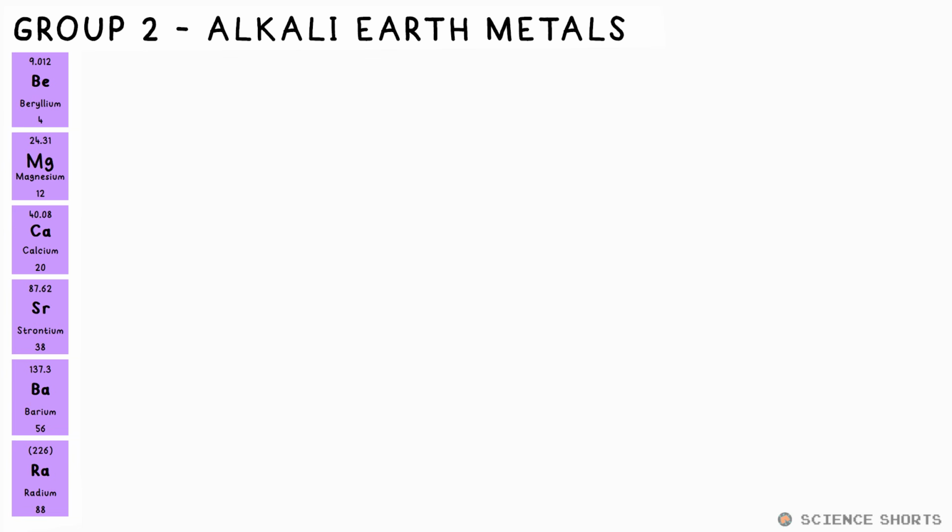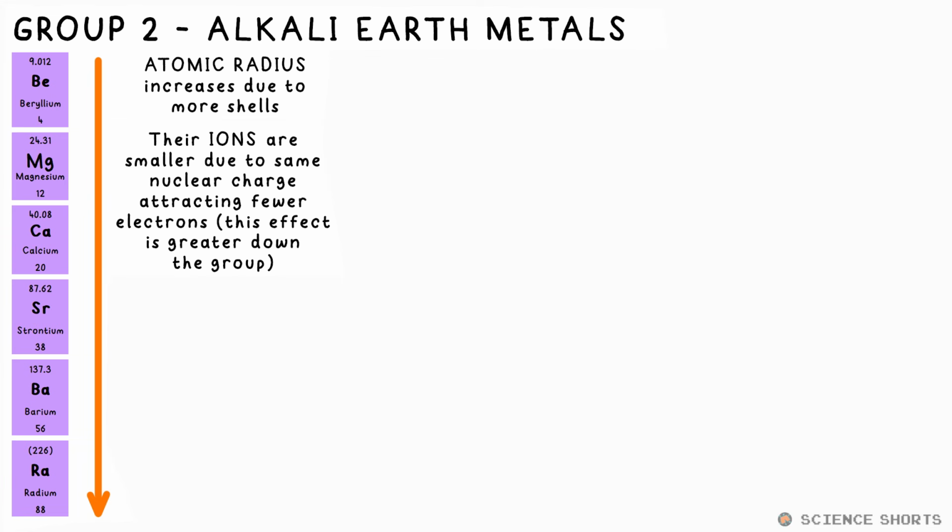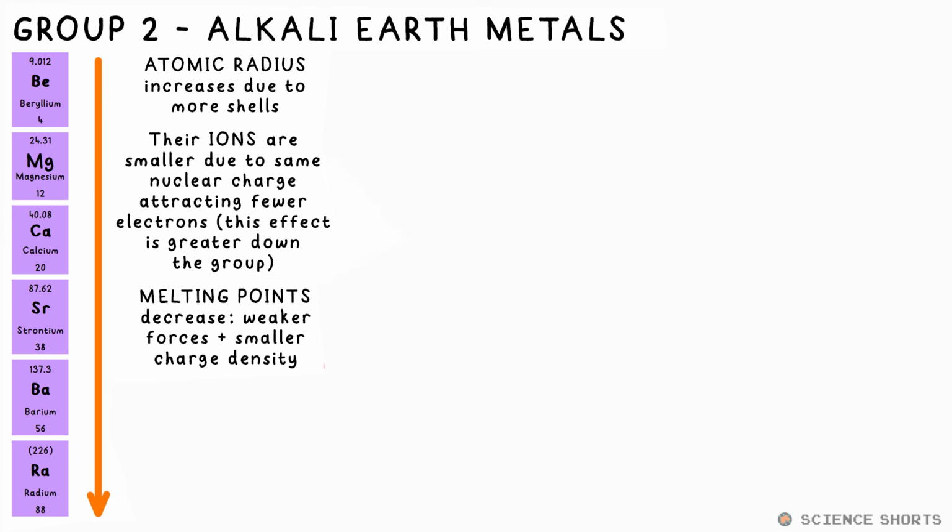We learned about Group 1 at GCSE, but now it's time that we gave Group 2 some love. Honestly, the patterns here are similar to those found in Group 1. The atomic radius increases due to the increased number of shells. Their ions are smaller due to the same nuclear charge attracting 2 fewer electrons, the effect of which is less pronounced as you go down the group due to there being more electrons and more shells. The melting points decrease down the group due to weaker metallic bonding, due to larger ions and lower charge density.